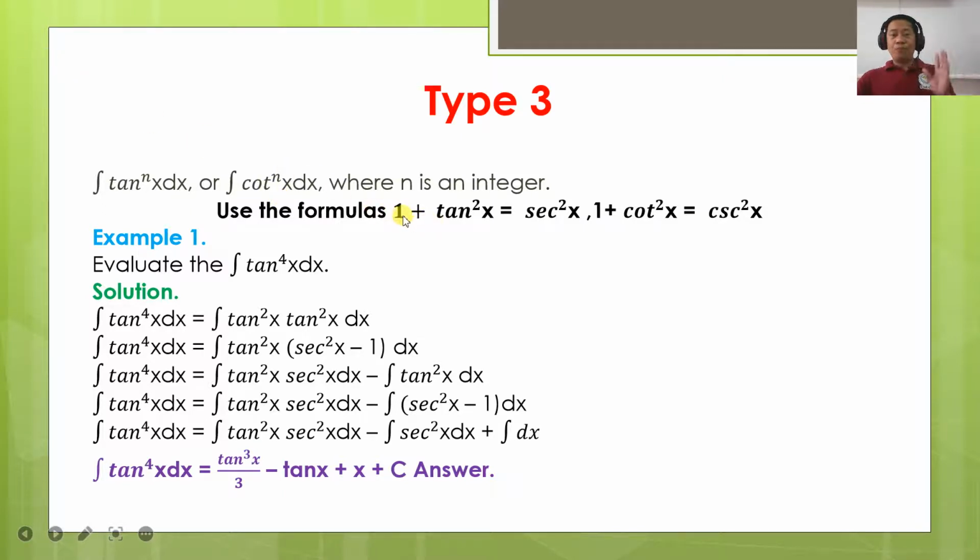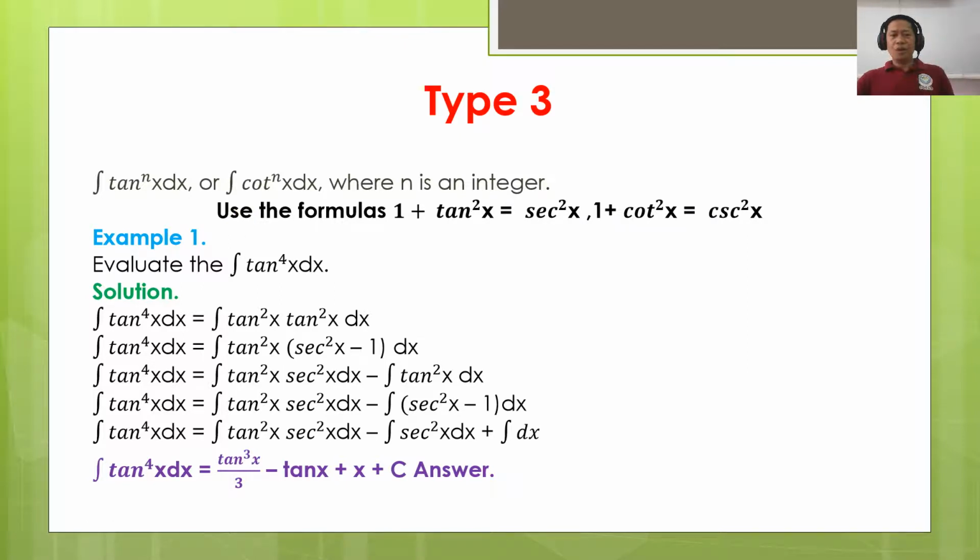We have these trigonometric identities. 1 plus tangent squared x is equals to secant squared x, and we have also 1 plus cotangent squared x is equals to cosecant squared x. Ito po yung ginagamit na identity. Ngayon, umpisahan natin dito sa example number 1, evaluate the integral of tangent x to the fourth power dx. Ano bang mangyayari kapag ka-even number, no? Sabagay, walang problema kung odd or even. Titingnan lang natin yung kaibahan.